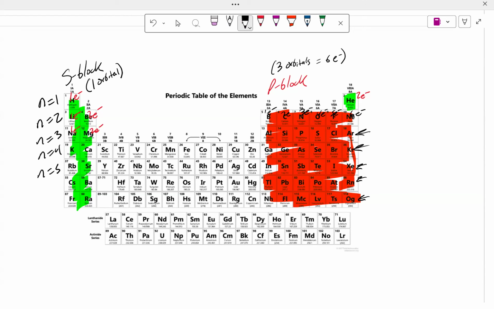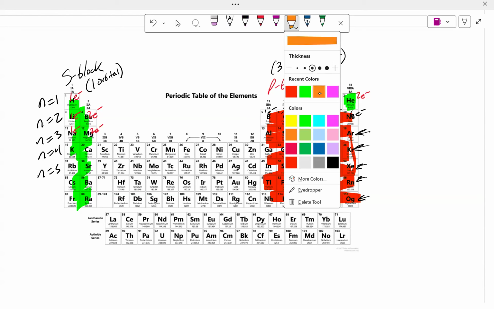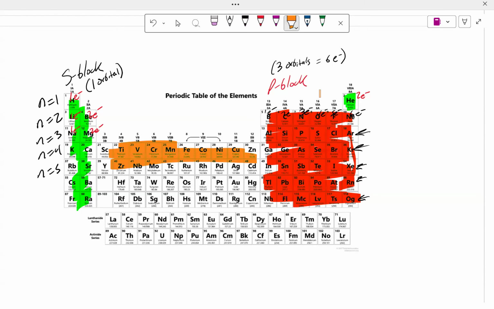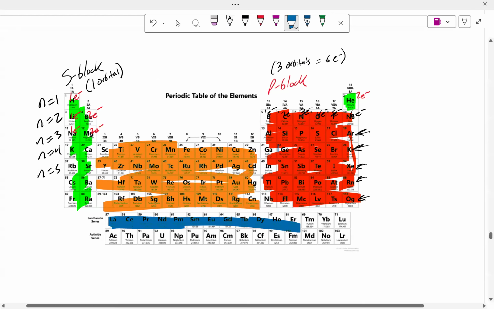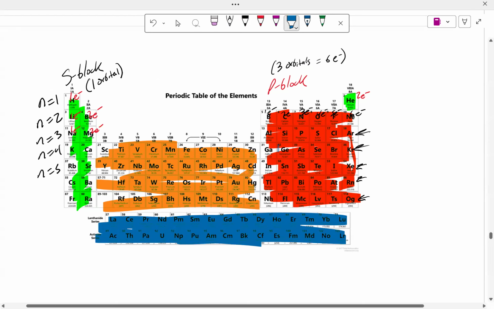Now do this for the D subshell. I'm not going to count them all, but notice in the D subshell, there's 10 across. And notice in the F block, there's 14 across. All right, so again, we're using the periodic table here to help us out with these quantum numbers.